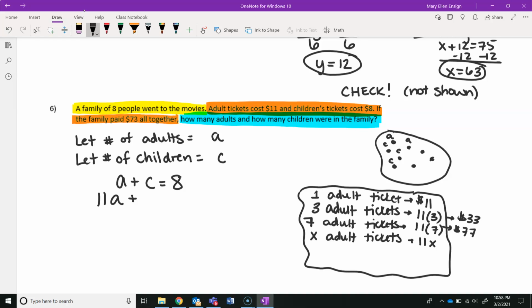Same idea here with the children. I have some unknown number of children. Each one gets a ticket worth $8. So 8 times C equals 73. That's how much money that equaled altogether.